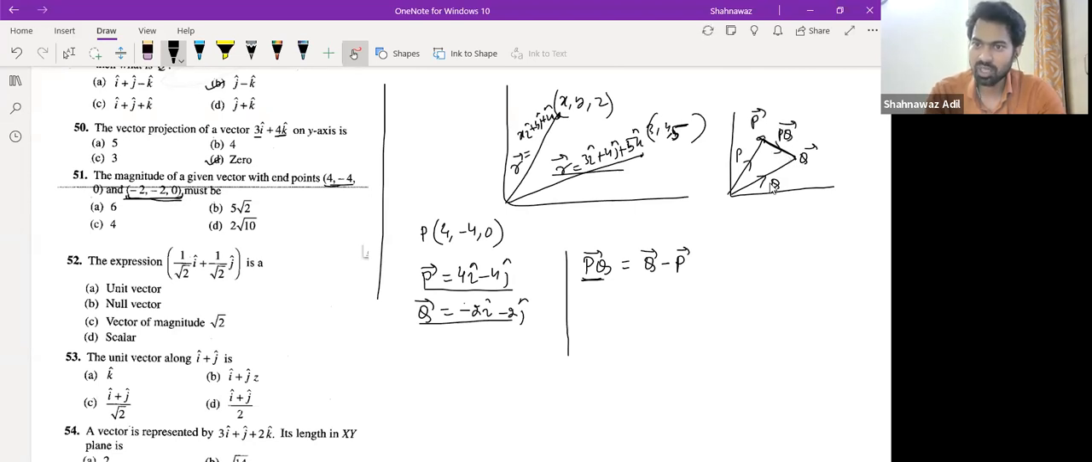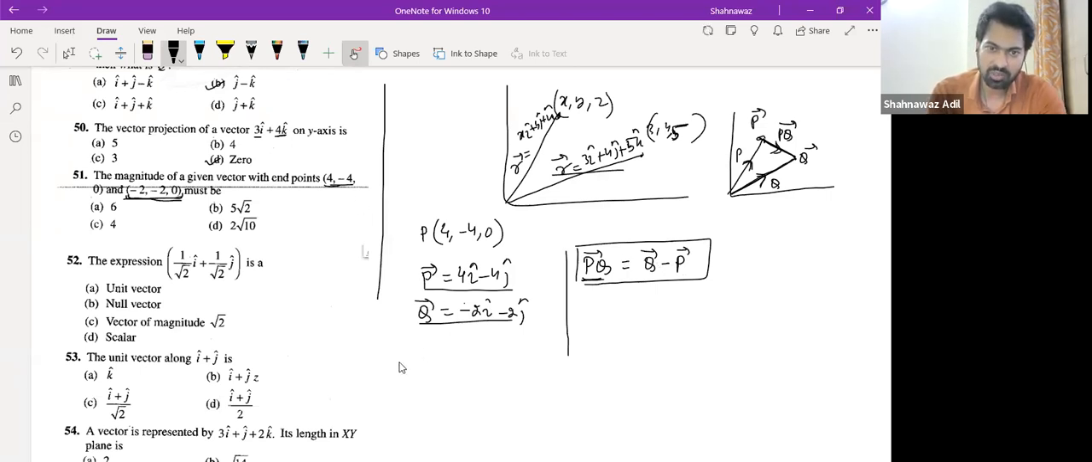We can apply the triangle law. These will add up to give this vector. In the same way, we get that the PQ vector will be Q minus P.